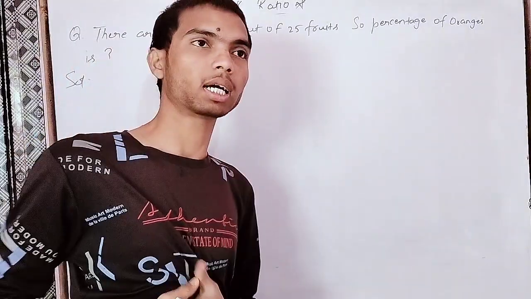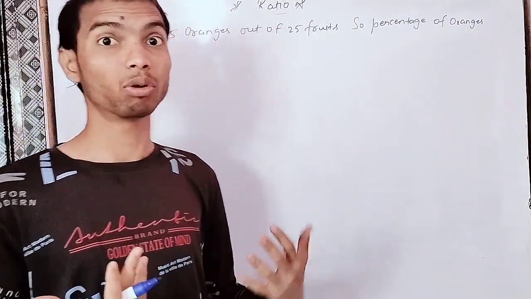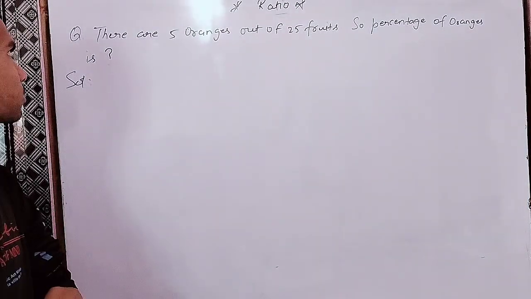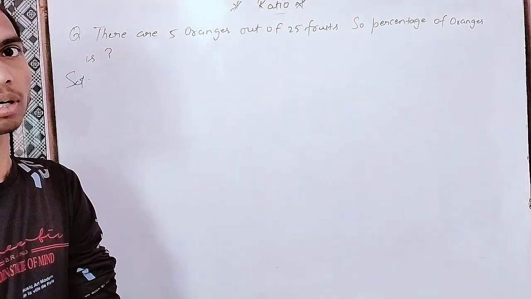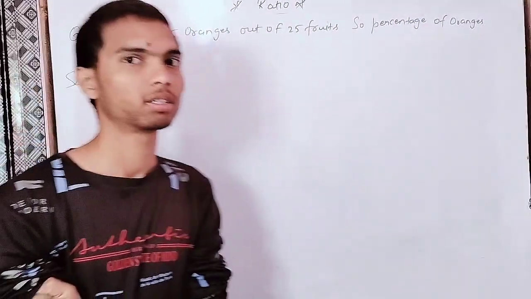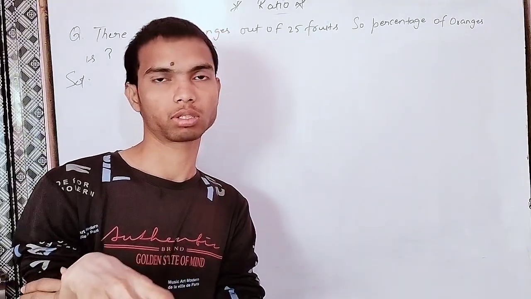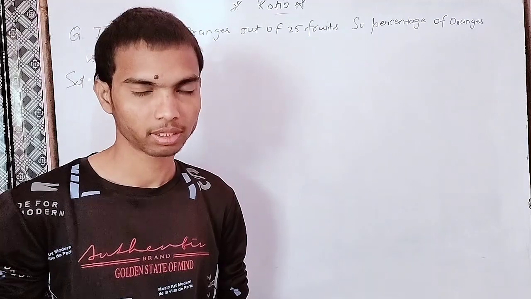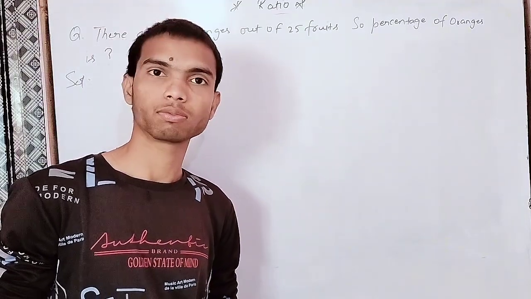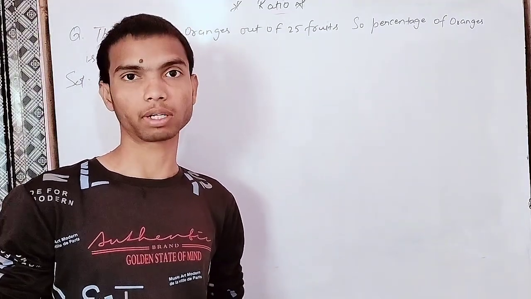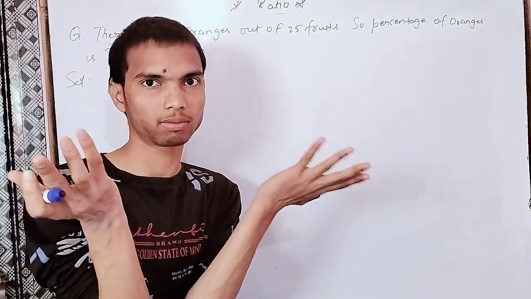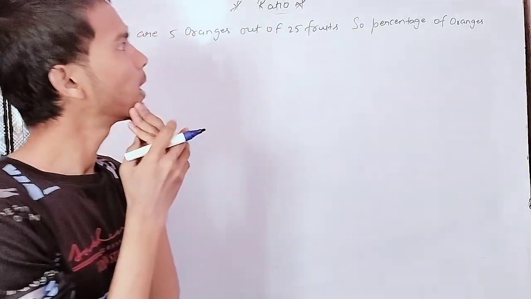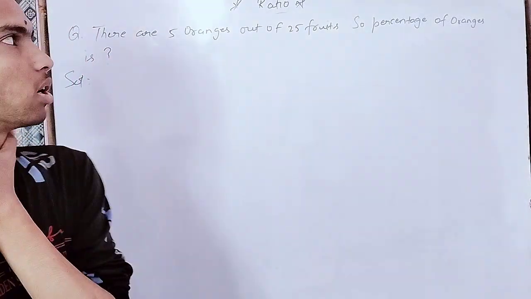The statement is the same. There are 5 oranges out of 25. There is a number 5, but out of 25. Now, how much is their percentage? We would say 20. So what is the percentage of oranges?